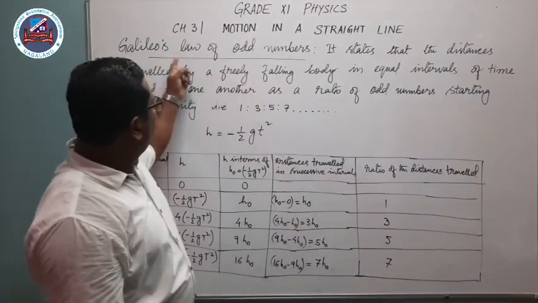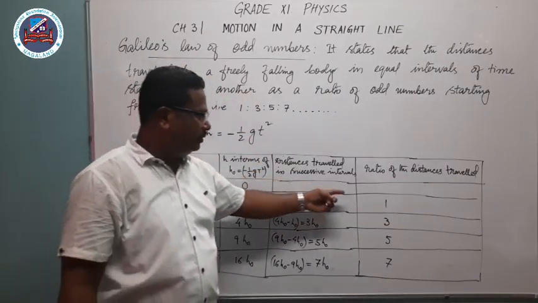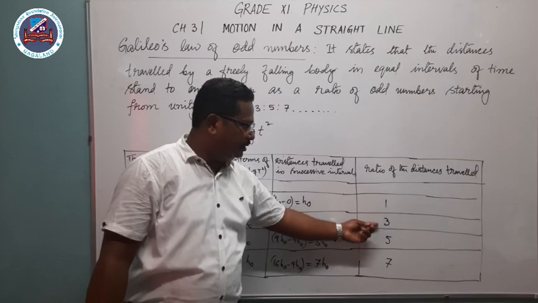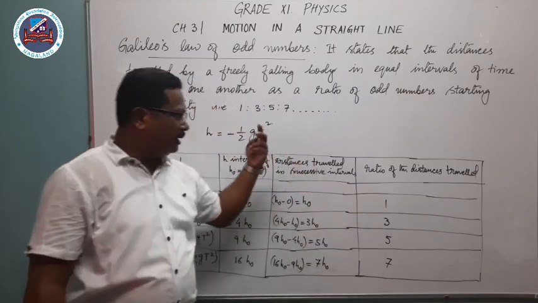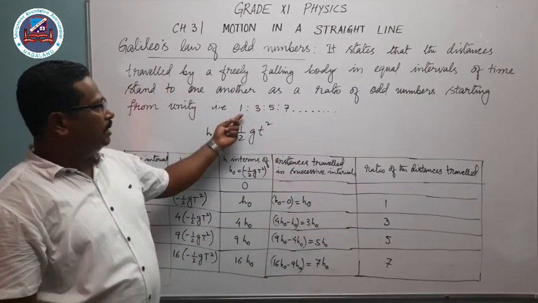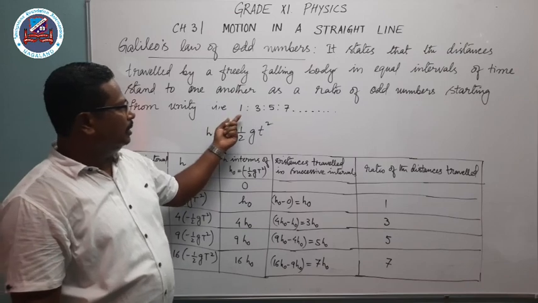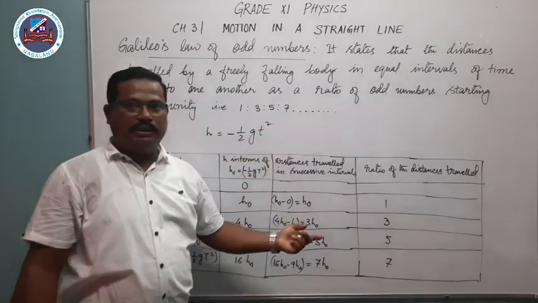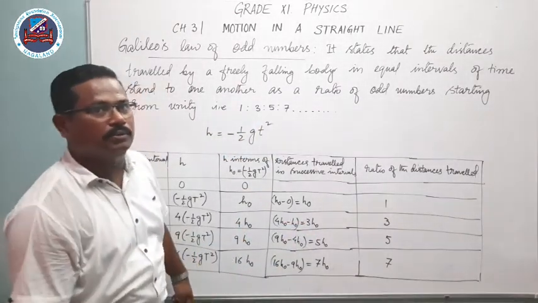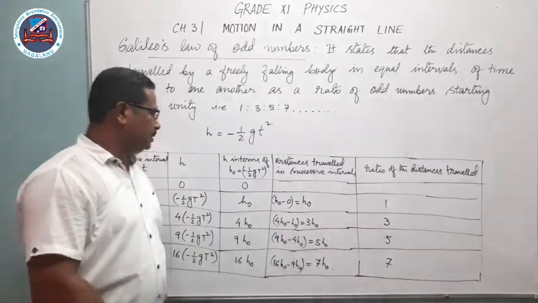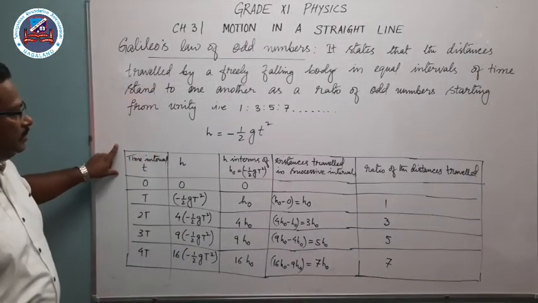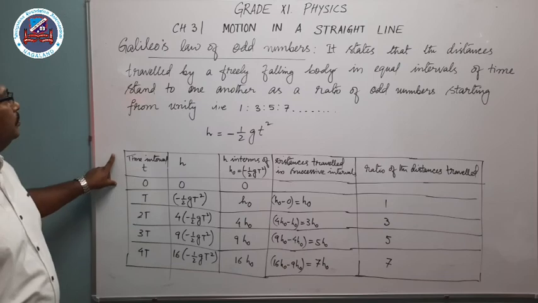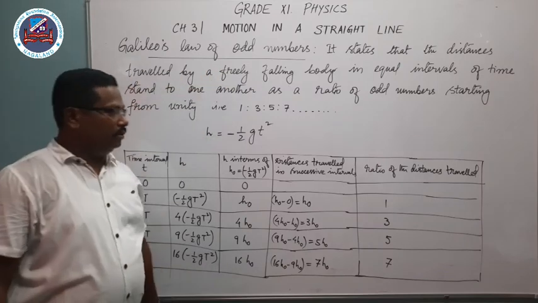And Galileo was the first person to study the free fall of objects, and he gave this rule. They come down with distances in the form of odd numbers, 1:3:5:7. The distance traveled becomes more and more as they reach near the surface of the earth. This way you can calculate and prove Galileo's law of odd numbers.